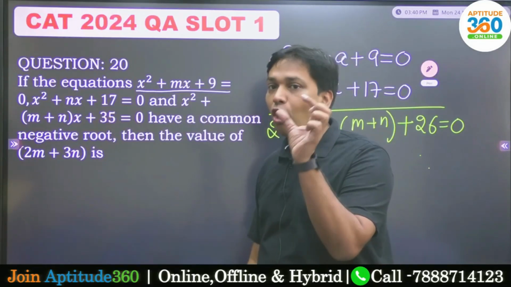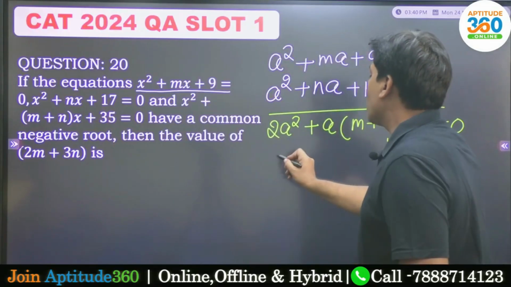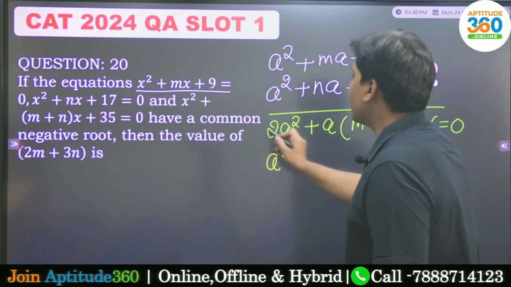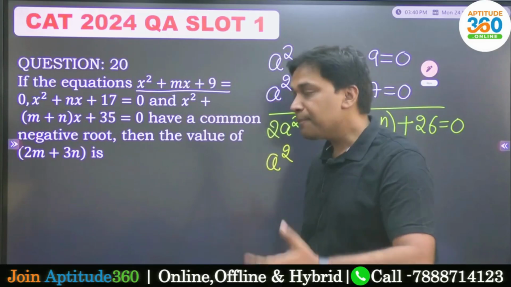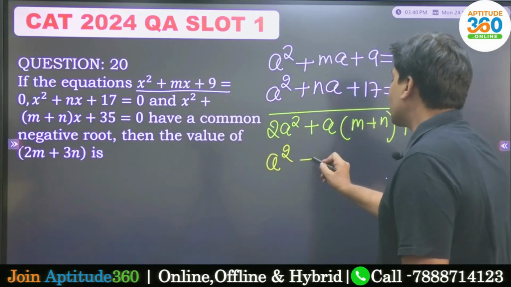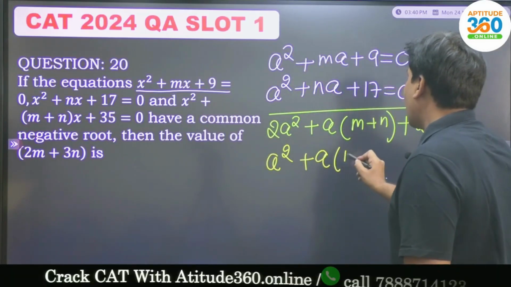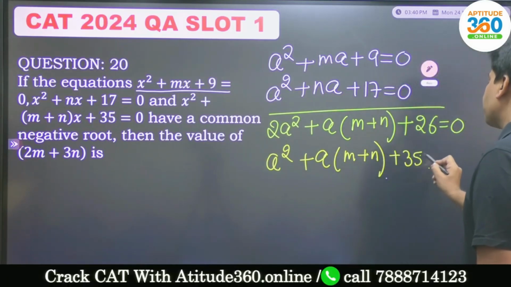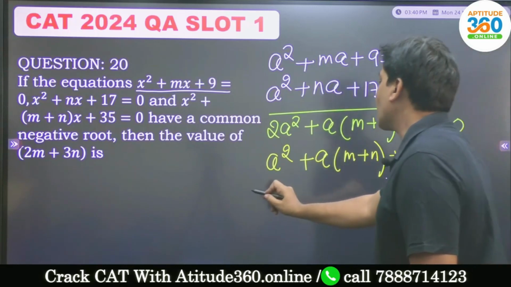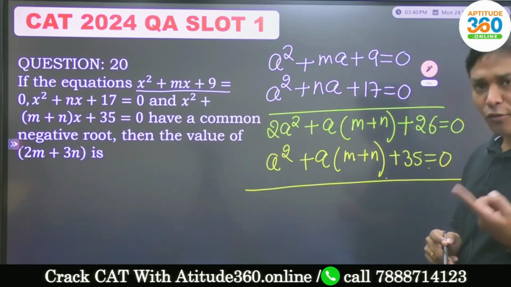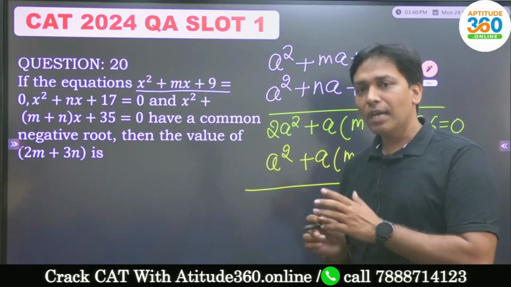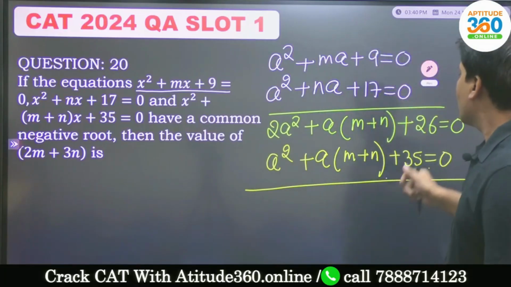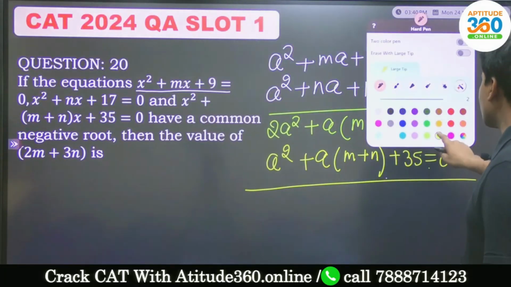So if a is a common root out here, this equation will become what? A square, right? Because x is equal to a, and then you have a times m plus n plus 35. What do we want? We want to find out the value of a. The moment we find out the value of a, our problem becomes really simple. So what is it that I suggest out here?